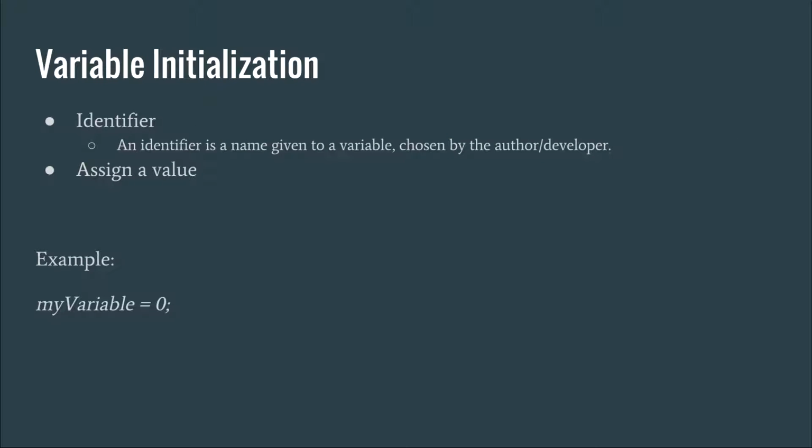To create a variable, we have to do what's known as initializing it. We initialize variables by first giving them an identifier. An identifier is simply a name given to a variable which is chosen by you, the developer. After that, you assign it a value. So an example could be my variable equals 0.